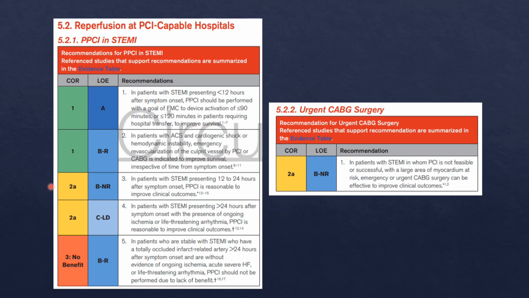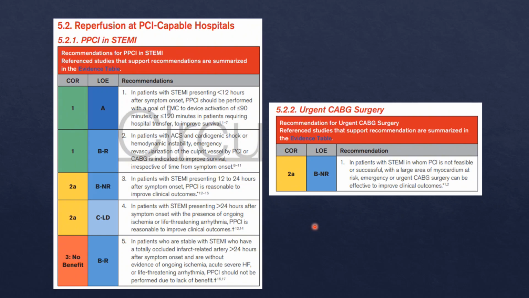of any benefit. Coming to urgent CABG surgery, urgent CABG is only recommended in patients in whom, after diagnosis of STEMI, PCI is not feasible or successful with a large area of myocardium at risk. Only in this subset of the population should we go for an urgent or emergent CABG, and it has got a class 2A recommendation.